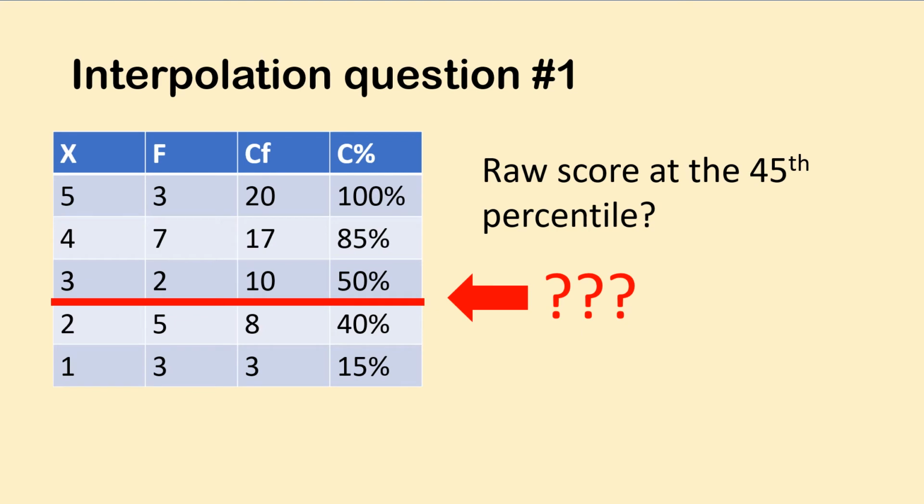All right, so with that stuff now covered, let's try an interpolation question. So this question asks, which was previously asked, what is the raw score at the 45th percentile? As I was mentioning, the 45th percentile is not obvious here. It's not clearly written in the table, so we'll use interpolation to calculate this.